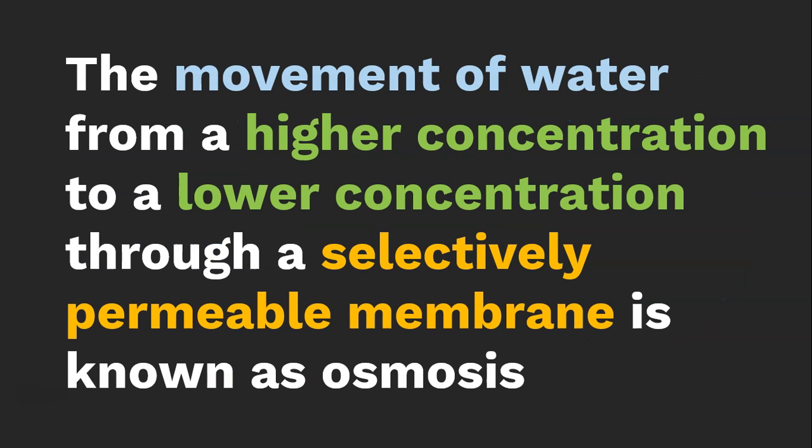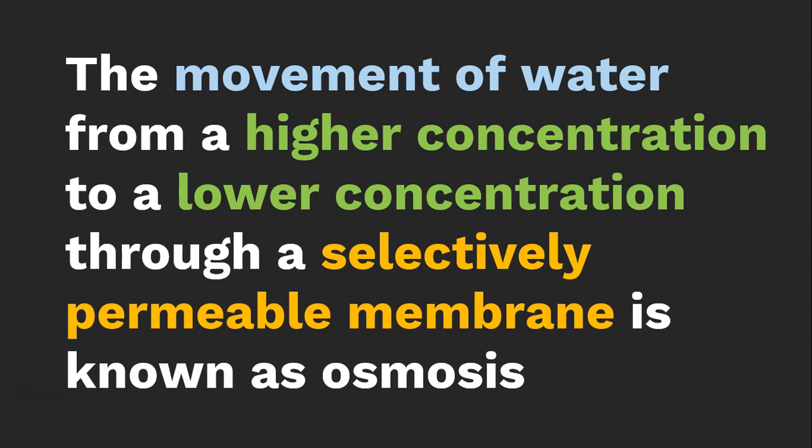So here is the definition. The text definition of osmosis: the movement of water from a higher concentration to a lower concentration through a selectively permeable membrane is known as osmosis. So by looking at this definition, it might seem like Greek and Latin to you. It might seem like rocket science, and honestly, even when I read this, I didn't understand this either. So I'm going to avoid this definition and I'm just going to pictorially explain osmosis.